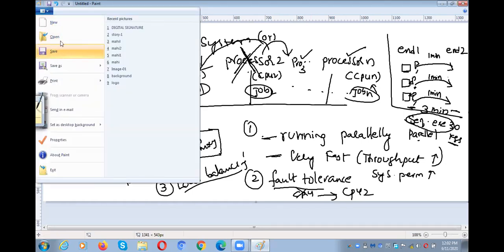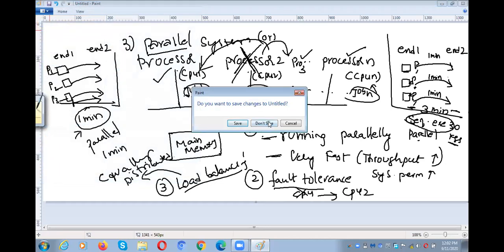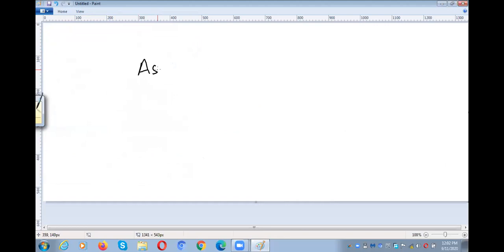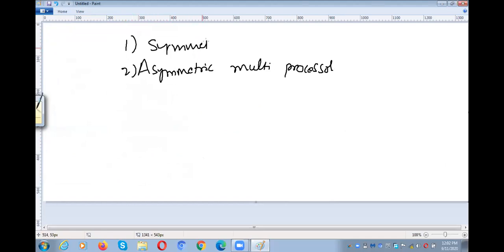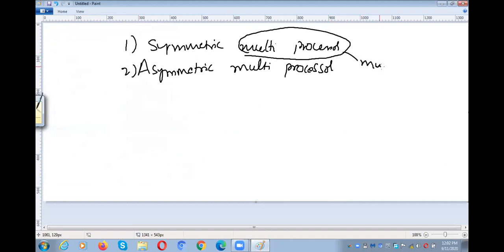And next, there are two types in this particular variety. The first one is asymmetric multiprocessor. This is the second variety, and the first variety is symmetric multiprocessor. If you observe this word, multiprocessor means, as the name indicates, multiple processors. That means multiple CPUs are available, right?